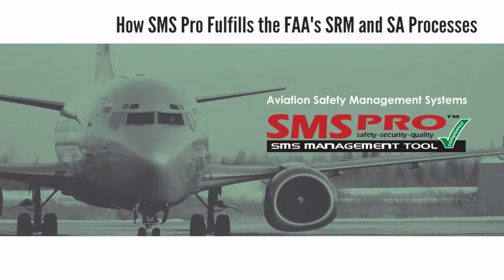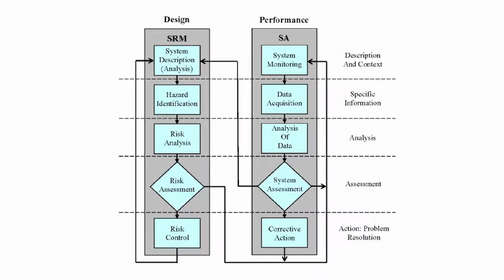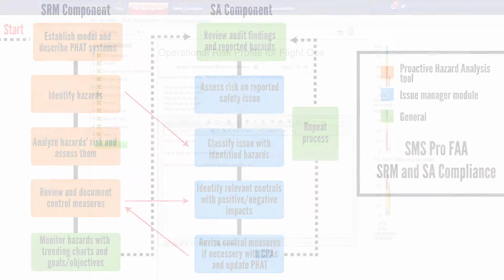Hello, and welcome to our video overview of how SMS Pro meets the Federal Aviation Administration's guidelines for safety risk management, safety assurance, and the interaction of both components. This graph shows the FAA's prescribed process for safety risk management, safety assurance, and their interaction. Here's a basic step-by-step overview of how SMS Pro meets the FAA's processes.